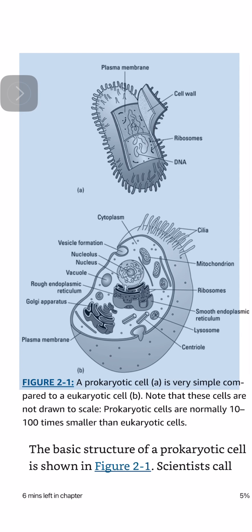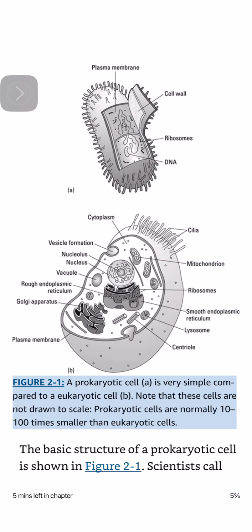Note that these cells are not drawn to scale. Prokaryotic cells are normally 10-100 times smaller than eukaryotic cells. The basic structure of a prokaryotic cell is shown in Figure 2.1. Scientists call the boundary that separates all cells from their environment the plasma membrane. Membranes are thin, flexible sheets of molecules that act as a barrier. The plasma membrane regulates the exchange of nutrients, water, and gases between cells and their environment.